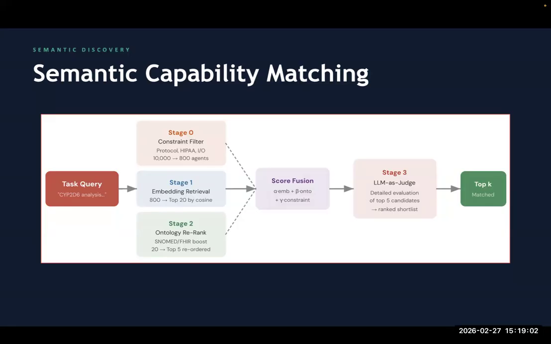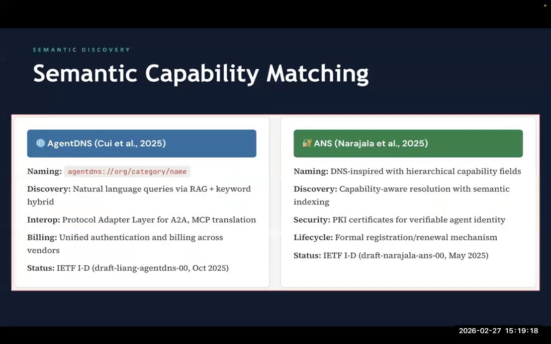Okay, so this is just an example of how to resolve semantic capability matching. You get all the agent cards, pass them through a constraint filter, turning 10,000 into 800 agents, do some embedding retrieval, turning 800 into 20, do some ontology re-ranking to resolve the subsumption problem, going from 20 to 5, and then you use an LLM as a judge to give you your top K.